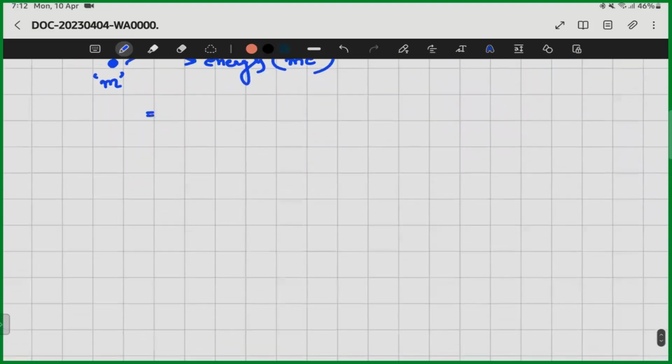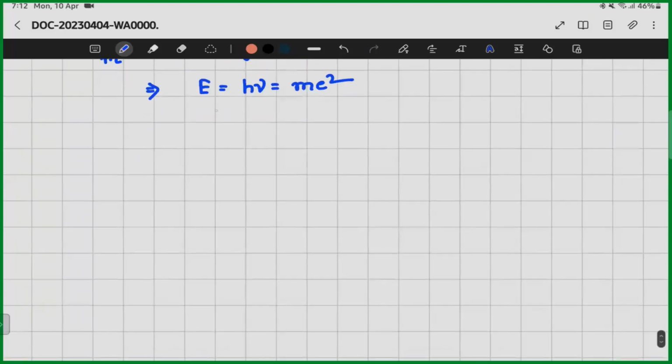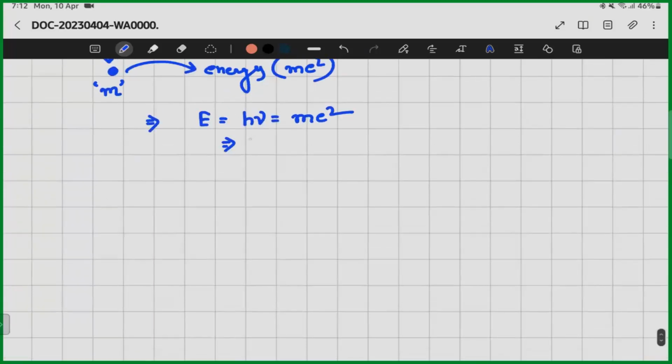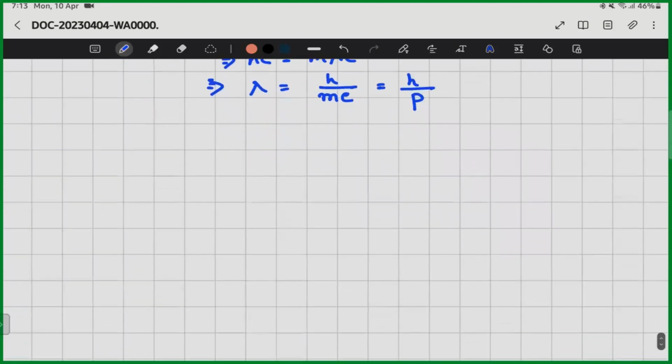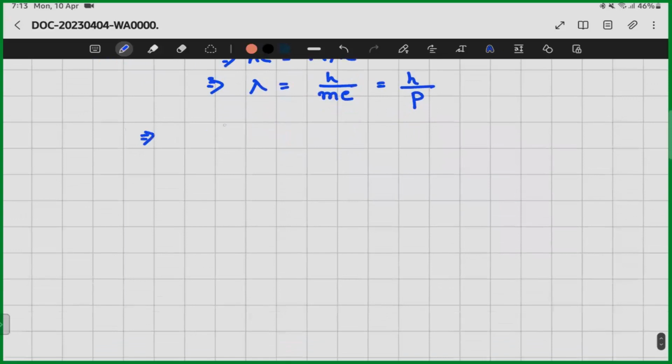Now, if we equate those energies, what we obtain is hν is equal to mc square. And now ν is equal to c by λ. Then we can write that λ is equal to h by mc, which is actually h by p. This is the general equation: λ is equal to h by p for the light.